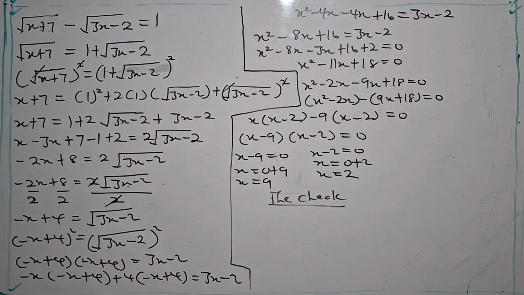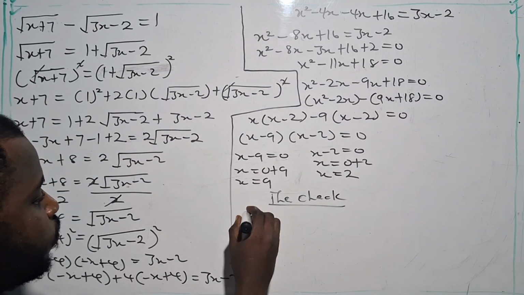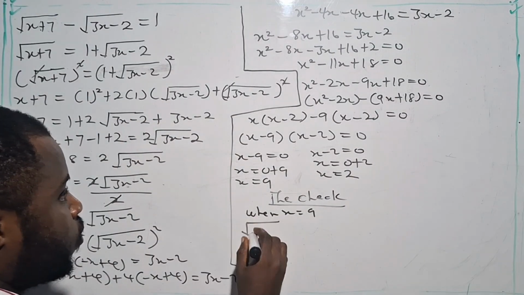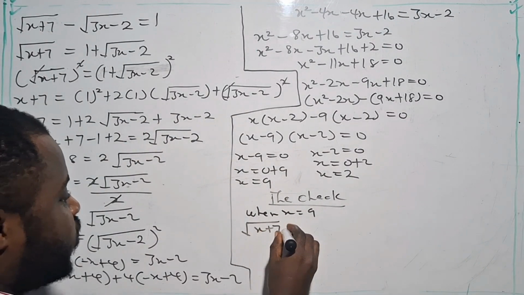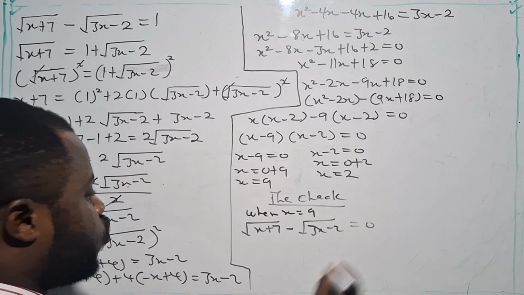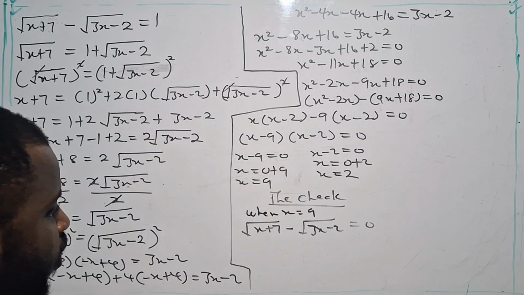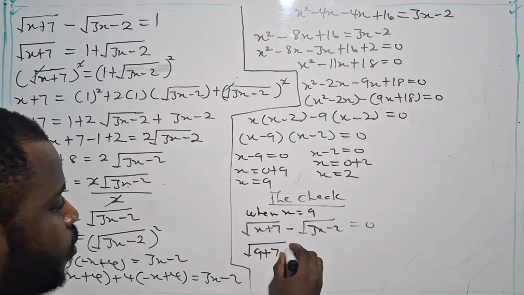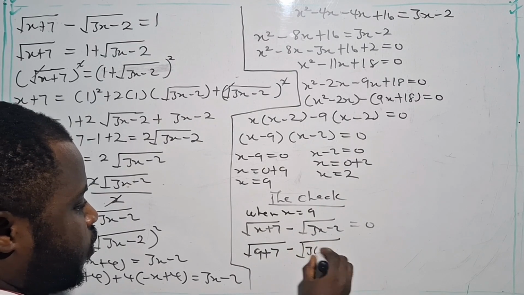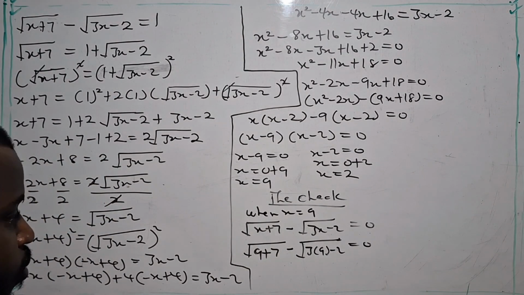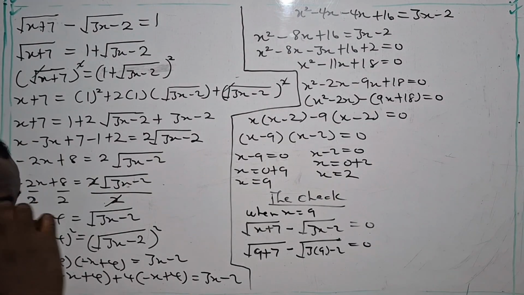So for the check, let's use when x is equal to 9. The equation was √(x + 7) − √(3x − 2) should be equal to 1. So now x is 9. So √(9 + 7) − √(3·9 − 2) should be equal to 0. So 9 plus 7 is going to give us 16.